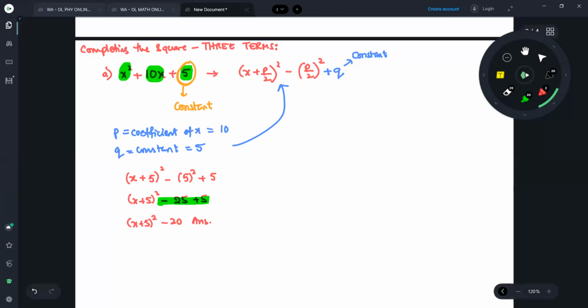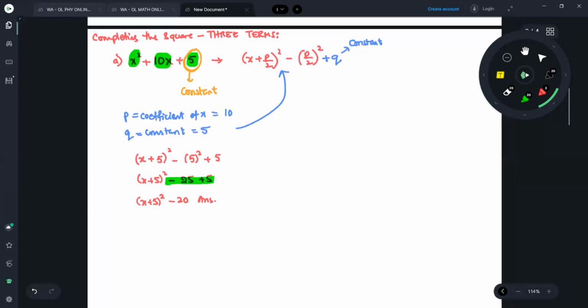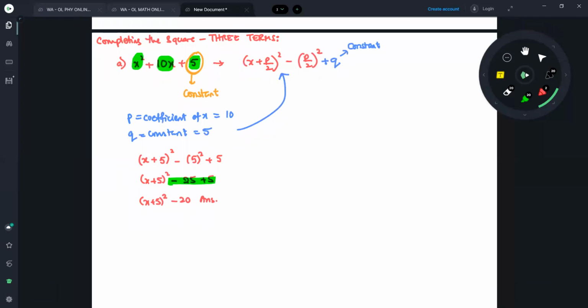That's it. All you have to do is add q. Okay? Yes, sir. Ready, Mega? You're going to do this with me. x square plus 12x plus 7. Can you complete the square for this, Mega? Yes, sir. You will write down the formula. It's going to be x plus p over 2 whole square minus p over 2 whole square plus q. Where p would be 12 and q would be 7.